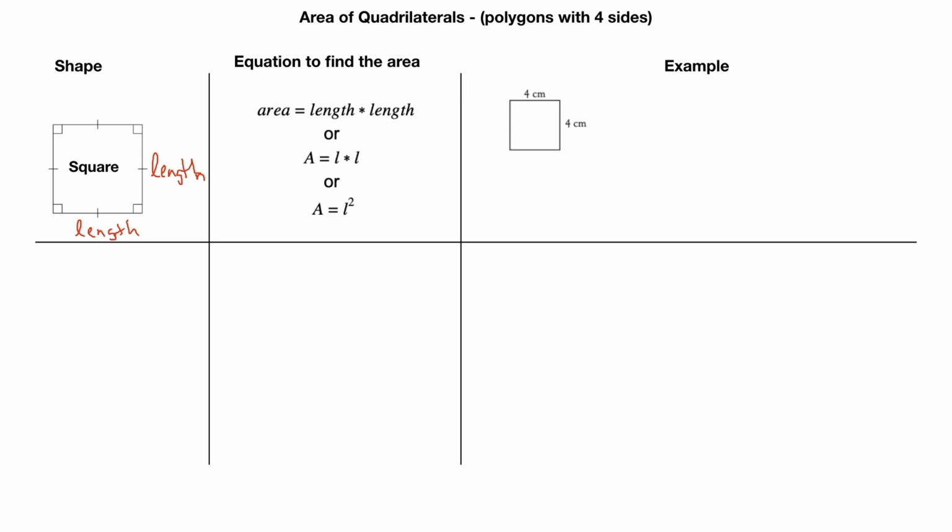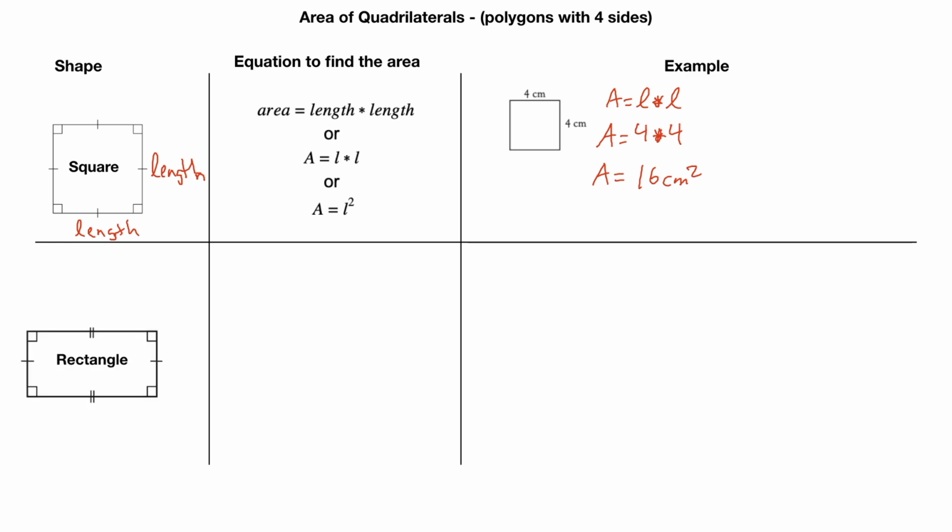So if we had a square, we would simply take our equation, A equals L times L. We're going to substitute in the values. Our length is 4, so I'm just going to replace the L with 4. A equals 4 times 4, and so A equals 16 centimeters squared. We always put centimeters squared, or whatever the unit is, squared when we're talking area, because it's a two-dimensional thing. If we're just talking a distance, then there's no exponent there.